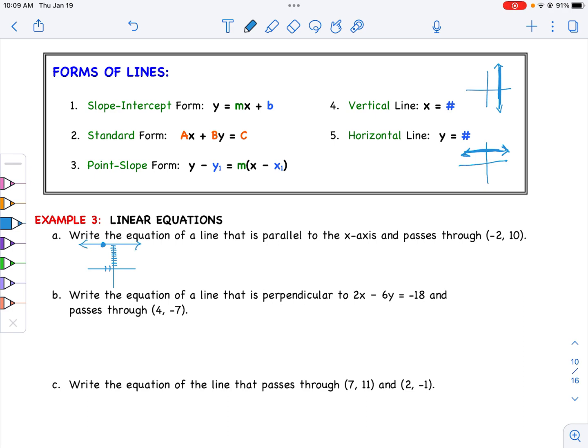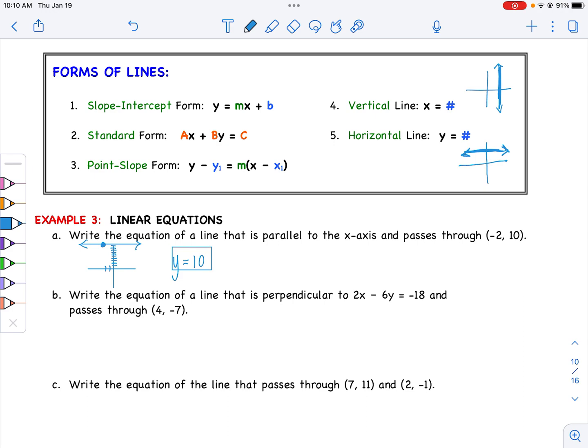So I'm trying to write that equation. Going back to what we talked about here with number 4 and 5, this is a horizontal line. The horizontal line, I only write what the y value is because that's what it has in common. So in this problem, the y value is 10. So the equation is just y equals 10.